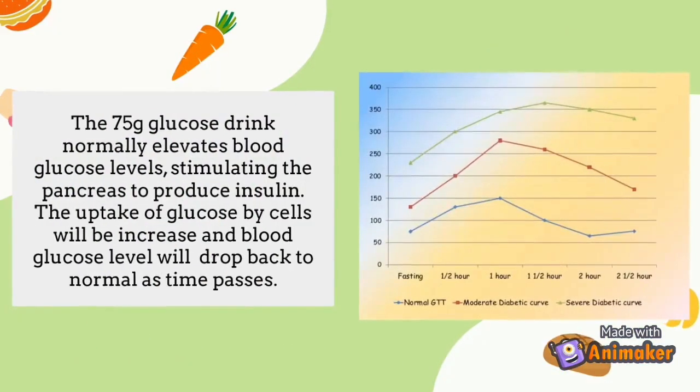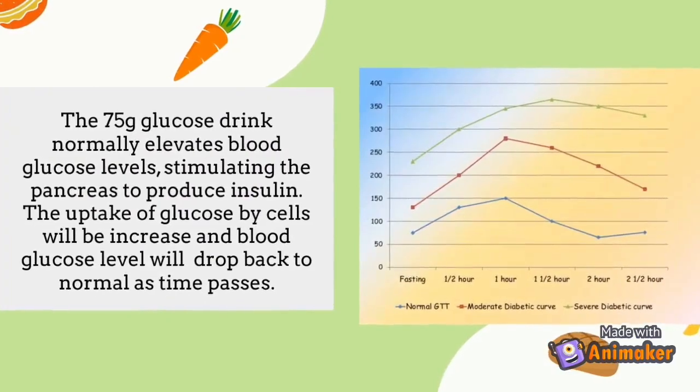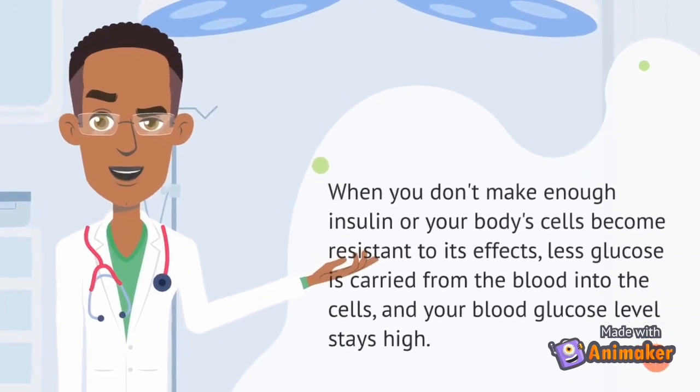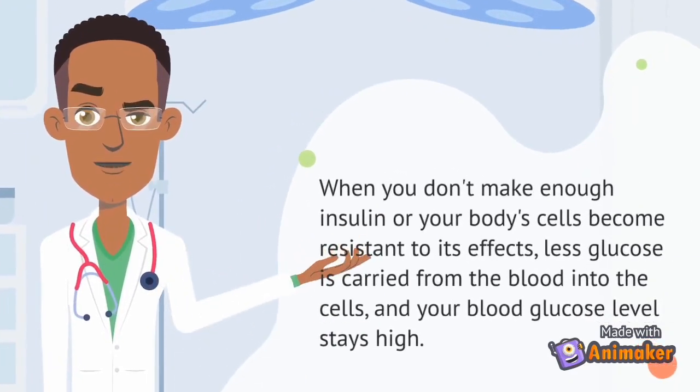As you can see here, this graph shows the blood glucose curve. The 75-gram glucose drink normally elevates blood glucose levels, stimulating the pancreas to produce insulin into the bloodstream. Insulin facilitates the uptake of glucose by cells. The blood glucose level is expected to drop back to normal as time passes. When you don't make enough insulin or your body cells become resistant to insulin, less glucose is carried from the blood into the cells, and your blood glucose level will stay high.